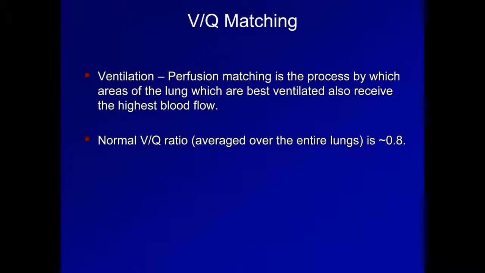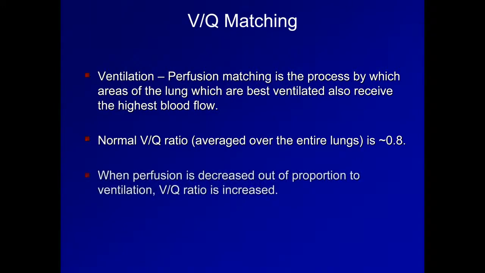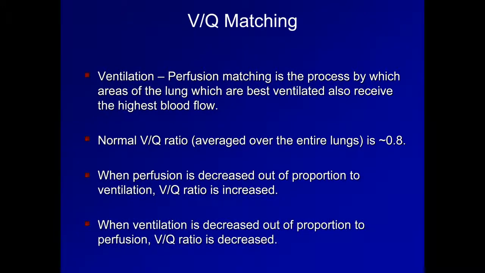The VQ ratio is not constant in all parts of the lung, even in normal individuals. Areas of the lung in which perfusion is decreased out of proportion to ventilation have an increased VQ ratio. Areas of the lung in which ventilation is decreased out of proportion to perfusion have a decreased VQ ratio. Whenever the VQ ratios of the various parts of the lung average to something significantly different than 0.8, physicians say that a patient is experiencing VQ mismatch.